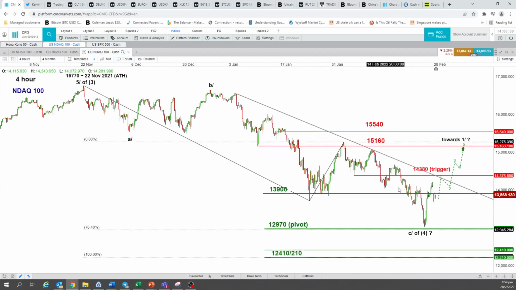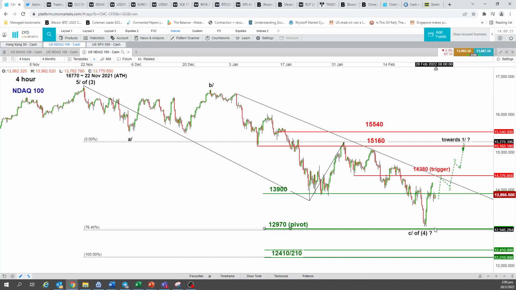So as long as this level holds, it didn't break below 12,970, give it a bit of excess. This part here is the excess that is below the 13,900 long-term pivotal support. Given that NASDAQ 100 is a higher beta index compared to the SPX 500, I don't want to tie it to 13,900 for this week. So give it a bit of breathing space. 12,970 is my pivotal support for this week.